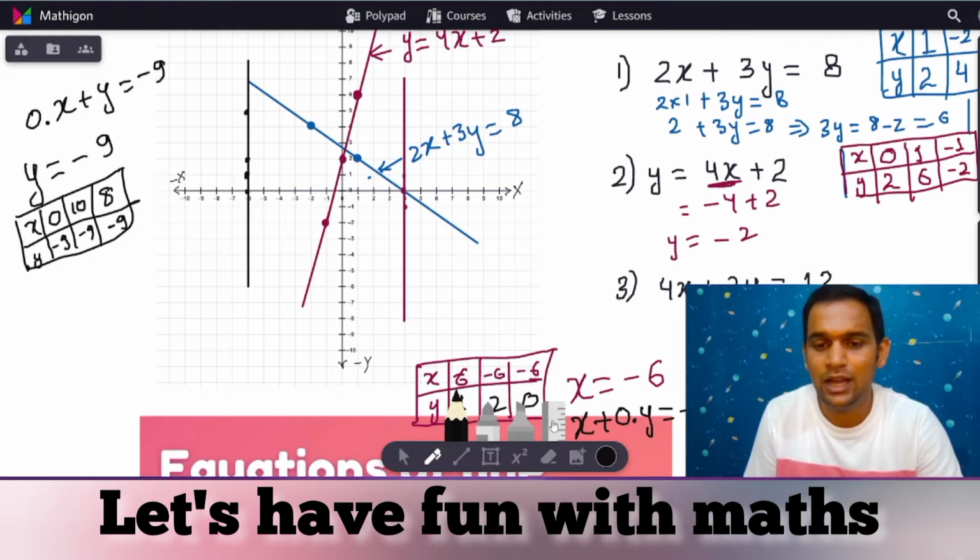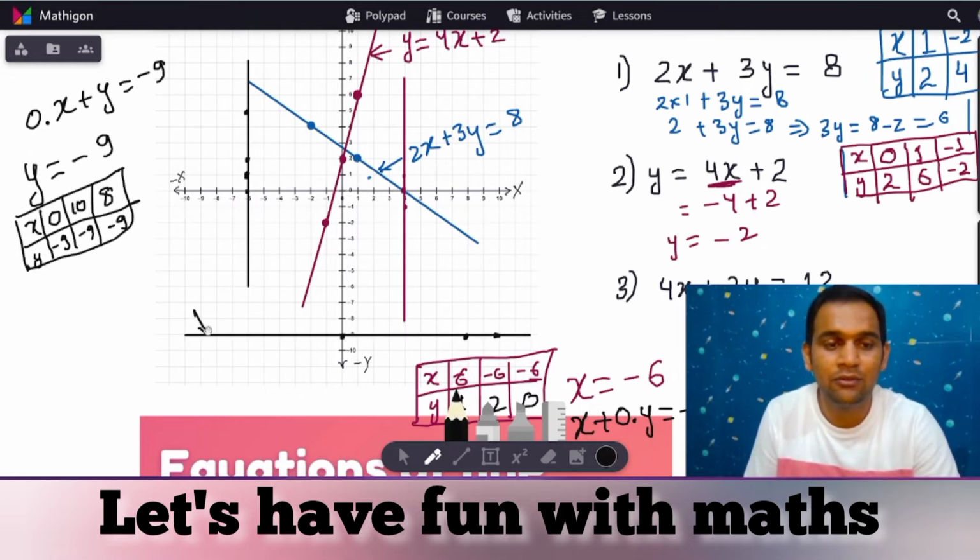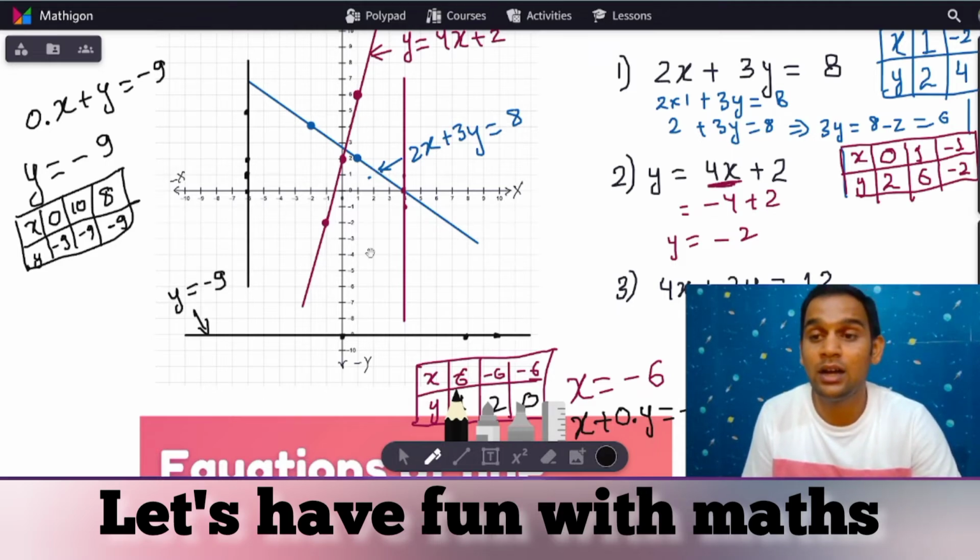Yes? So now let's plot the point. Minus 9 is over here. So 0 comma minus 9 is here. Then 10 comma minus 9 is over here. And then 8 comma minus 9 is over here. Now when you connect these points, this is the graph of y equals minus 9.